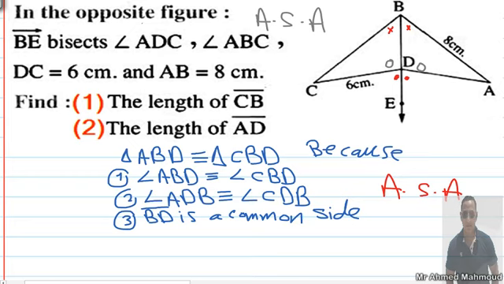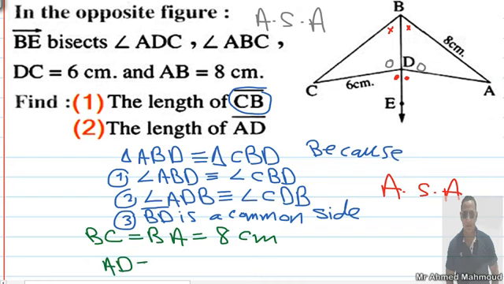Okay, now we need to find the length of BC. BC here equals BA, then BC equals BA equals 8 centimeters, and the length of AD is exactly as CD, then AD equals CD equals 6 centimeters.